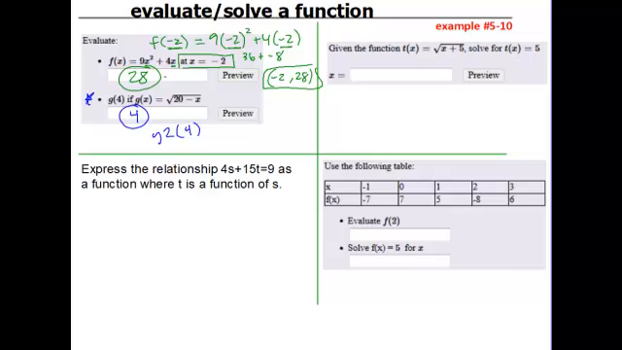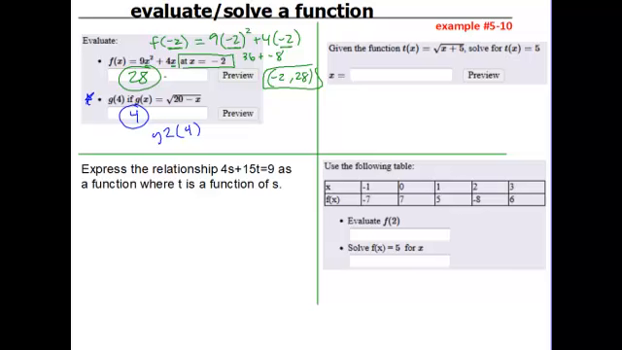Okay? To express something as a function means exactly what you would think it means if you were basically saying solve for y, right? So solve for some variable, and then that's the variable that you isolate as your function. Okay, so here, if it says take this equation, 4s plus 15t equals 9, and you want to find it as a function where t is a function of s. So what is the variable that we're actually going to isolate?